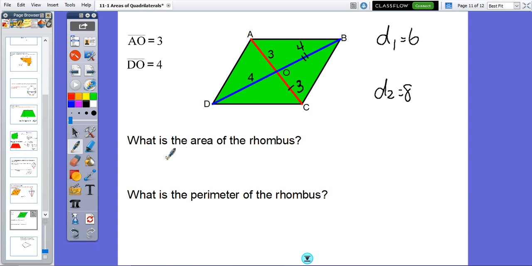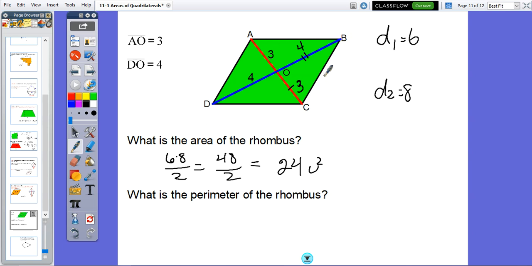So now we do our formula: diagonal 1 times diagonal 2 over 2. We get 48 over 2, so we get a grand total of 24 units squared. Now the next question is asking for the perimeter. So now we have to find the sides right here.